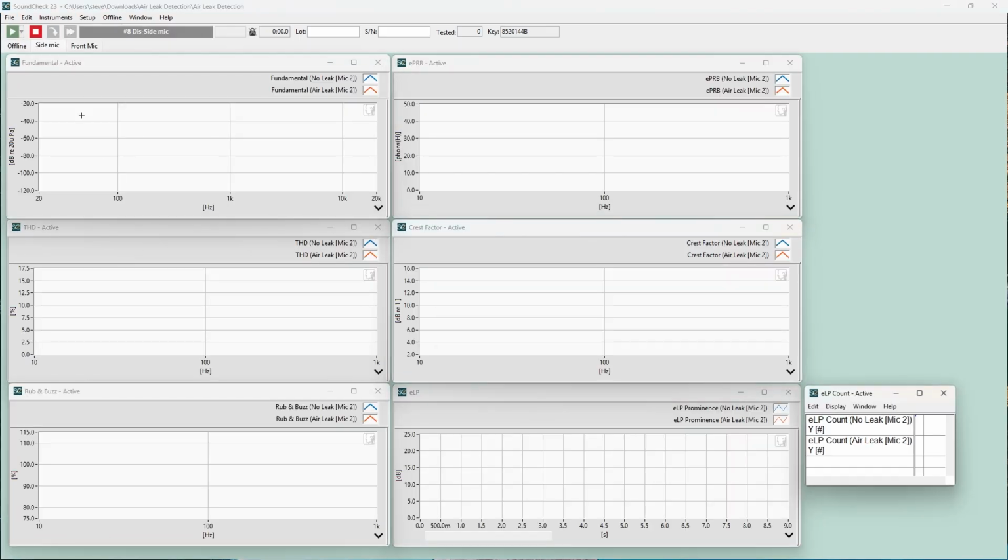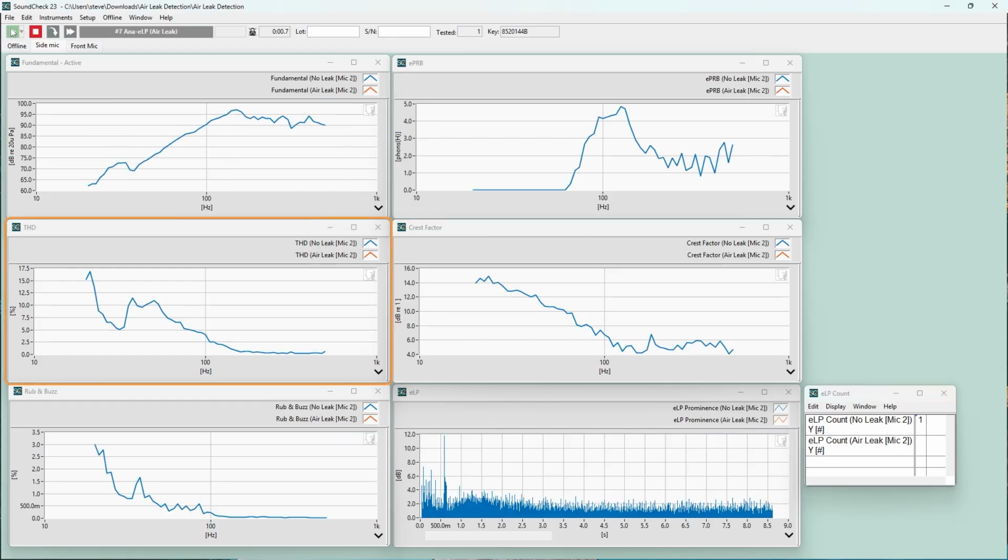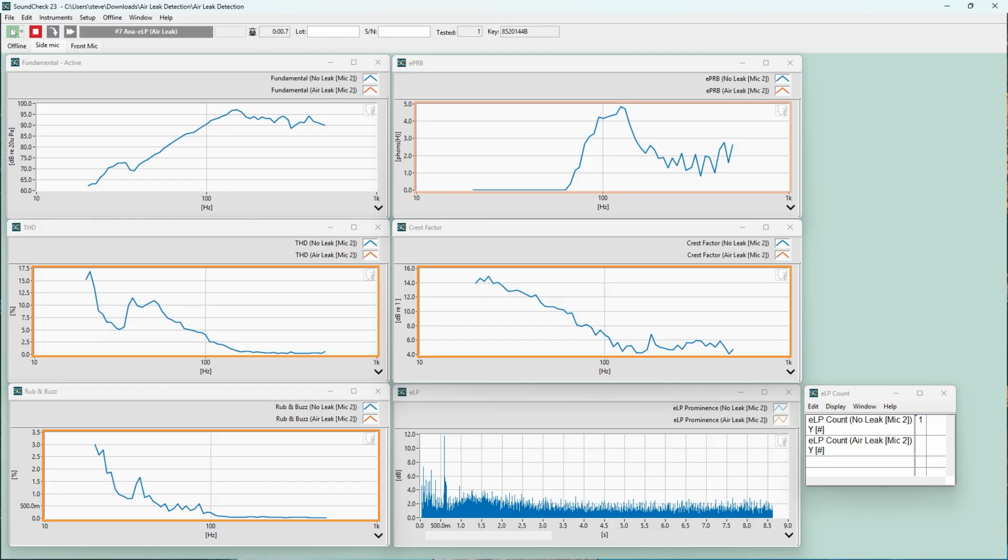First, we'll establish a baseline using a speaker without a leak. We're going to look at THD, rub and buzz, enhanced perceptual rub and buzz, or ePRB, enhanced loose particle detection, or ELP, and Crest Factor. This display shows us these results displayed all on different graphs. As you would expect for a good speaker, THD, rub and buzz, and Crest Factor are low, ePRB is below audible levels, and there are no ELP events detected.